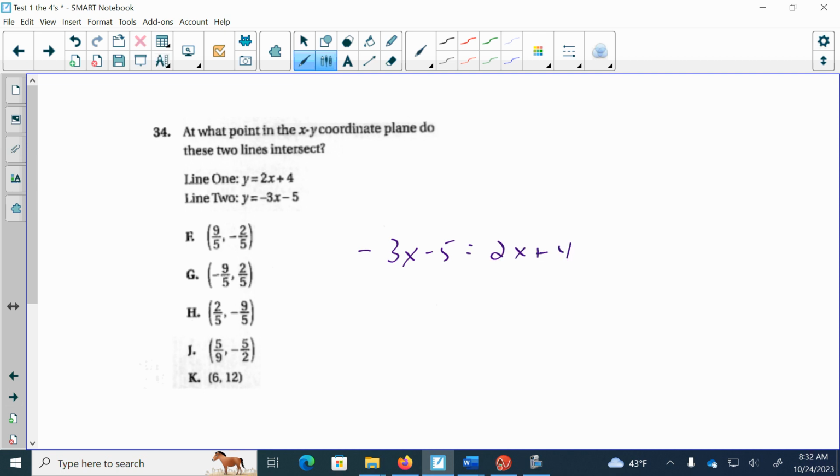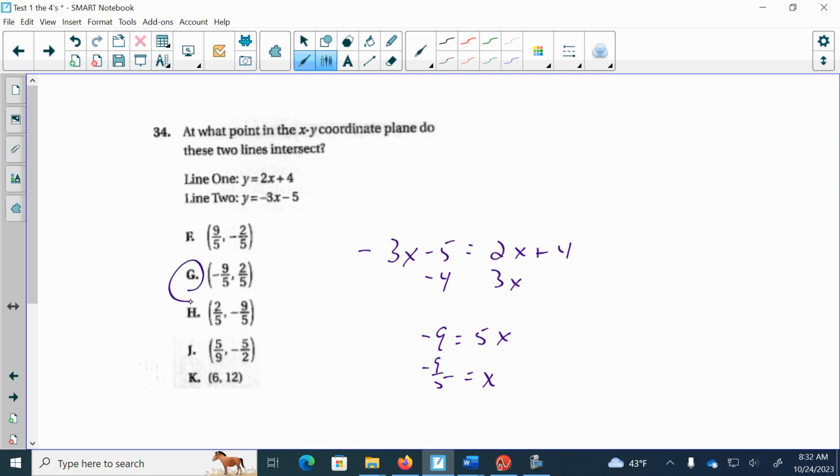I'm going to add 3x to both sides at the same time. I'm going to subtract 4. And when I do that, I'm going to get negative 9 is equal to 5x. So x is equal to negative 9/5. So that's what x is equal to. So the only choice that has that 9/5 for x is G. So I'm done.